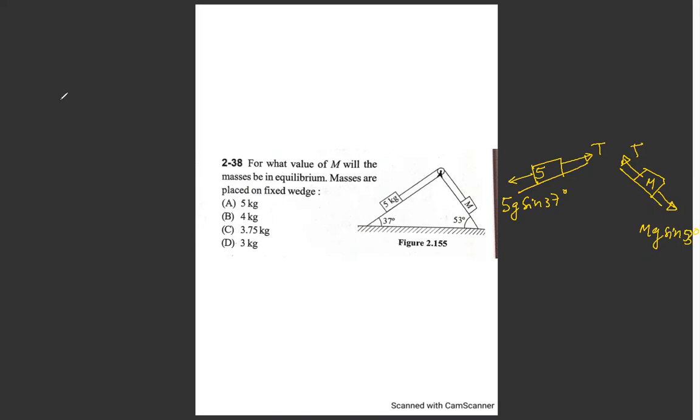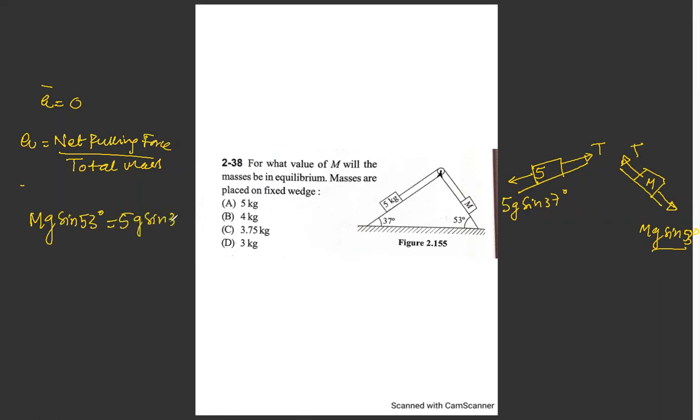The body is under equilibrium, which means the net acceleration of the system needs to be equal to 0. As we know, the acceleration is equal to net pulling force divided by total mass, which needs to be equal to 0. The net pulling force is this minus this or this minus this, whichever is greater; we can take any of the directions, divided by total mass. So acceleration needs to be 0 means the net pulling force needs to be equal to 0. So we can write Mg sine 53 must be equal to 5g sine 37 degree.